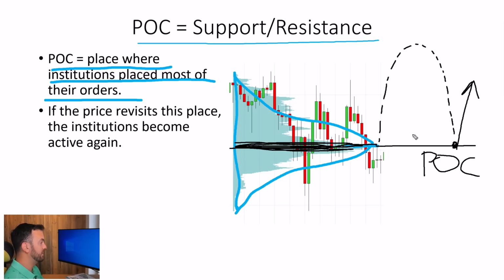This is a long trade scenario. A long trade scenario would look like this, right? Pull back from below the point of control and then you go short from the level.